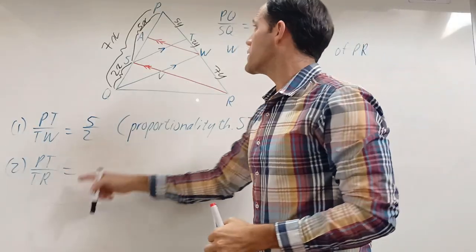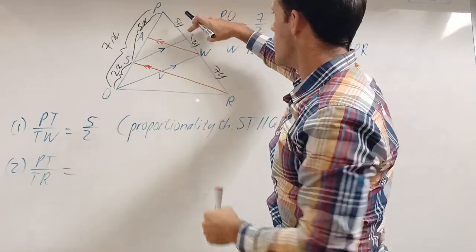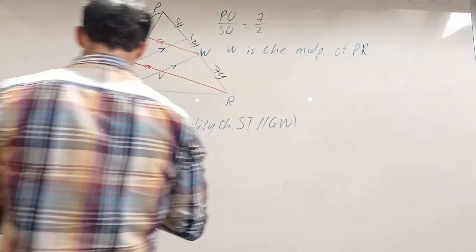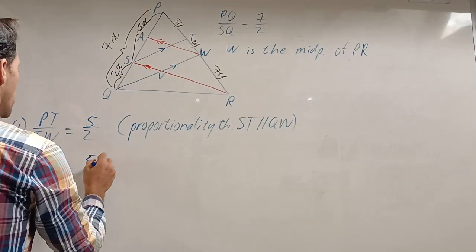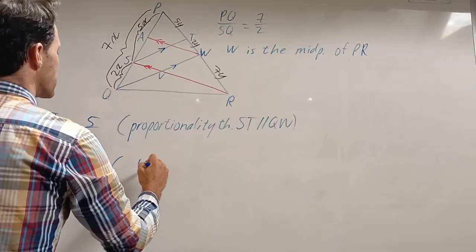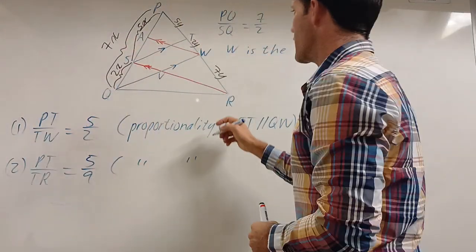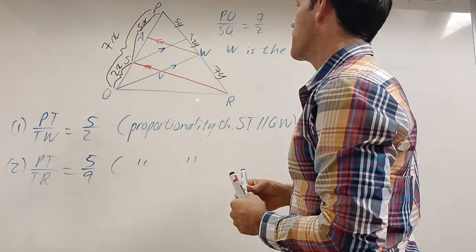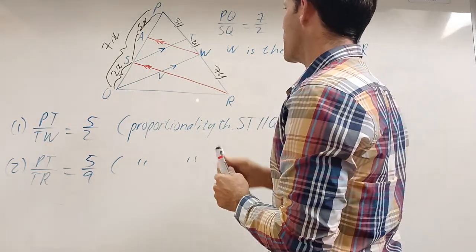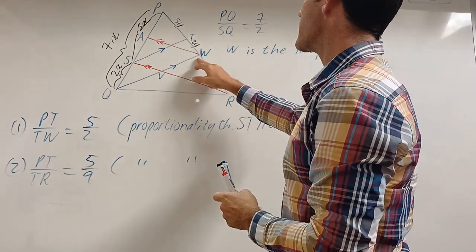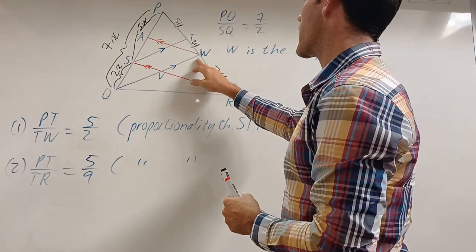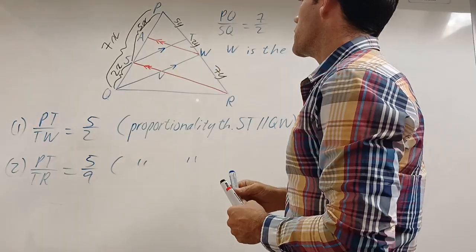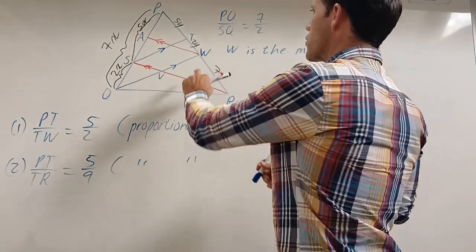So then PT over TR. PT is 5 over TR, which is 2 plus 7, that is 9, so it's 5 over 9. So you can say this one is 5 over 9. And then again, it's the proportionality theorem. But this time, we already had the values. We just had W is the midpoint of PR. So that's actually the only new thing we used, is the fact that W is the midpoint. So we used the 7y because of the midpoint.